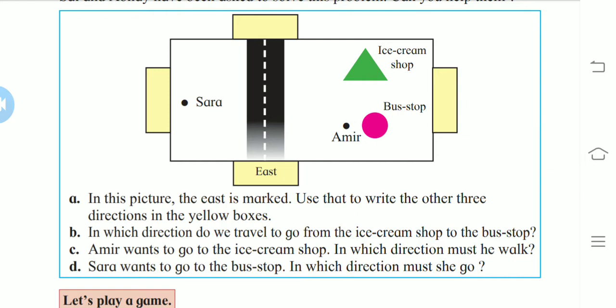Amir wants to go to the ice cream shop. In which direction must he walk? Sarah wants to go to the bus stop. In which direction must she go?